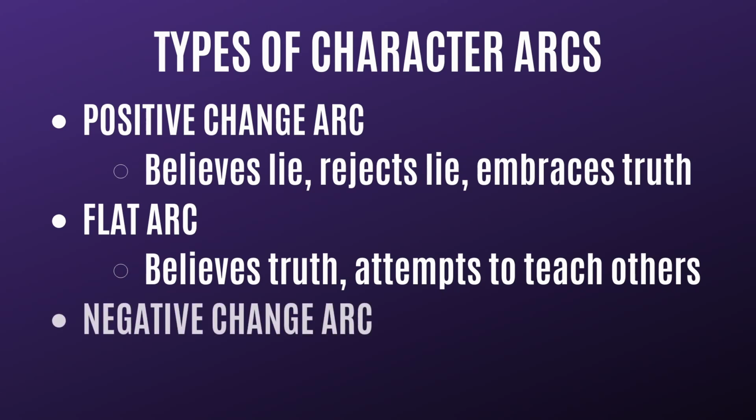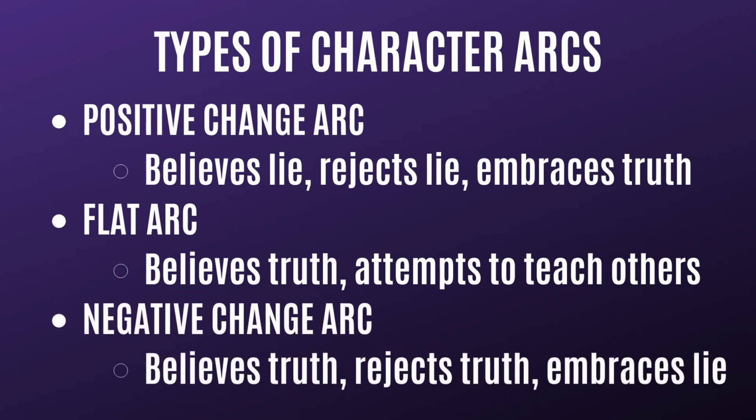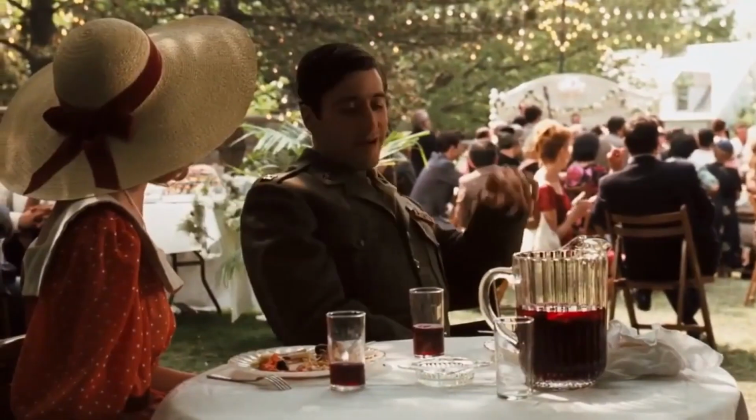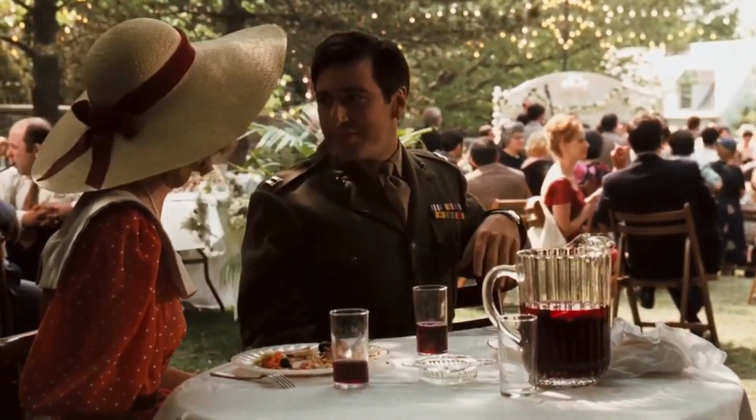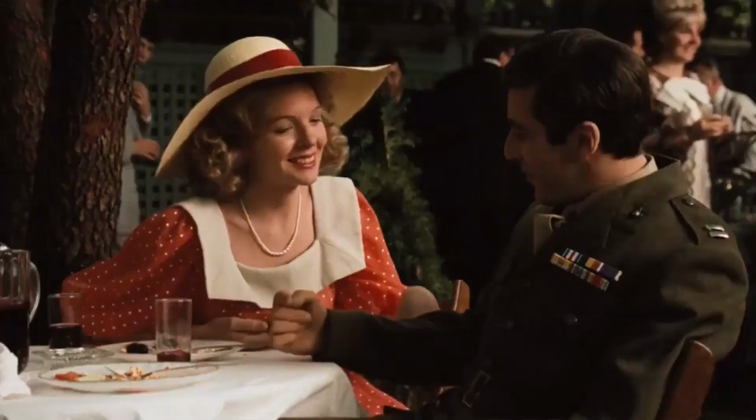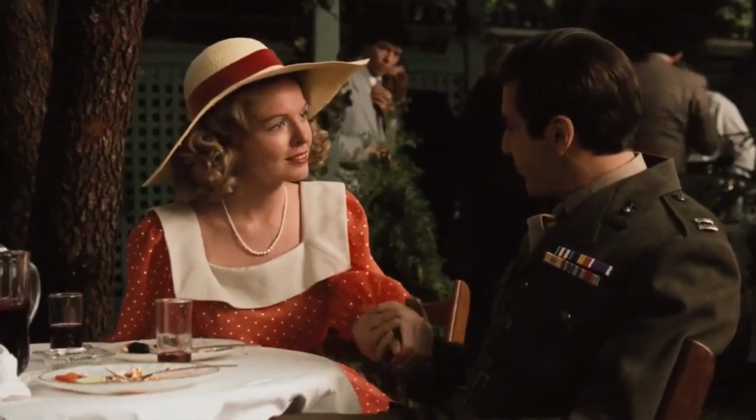Finally, the third type of character arc is the negative change arc. This is an arc where a character initially believes a truth, but later embraces a lie. K.M. Weiland also says there are other variations on this negative arc, but for the sake of simplicity, we'll say that a negative change involves a shift from truth to lie. For example, in The Godfather, Michael Corleone initially believes that living an honest life is more important than achieving power.